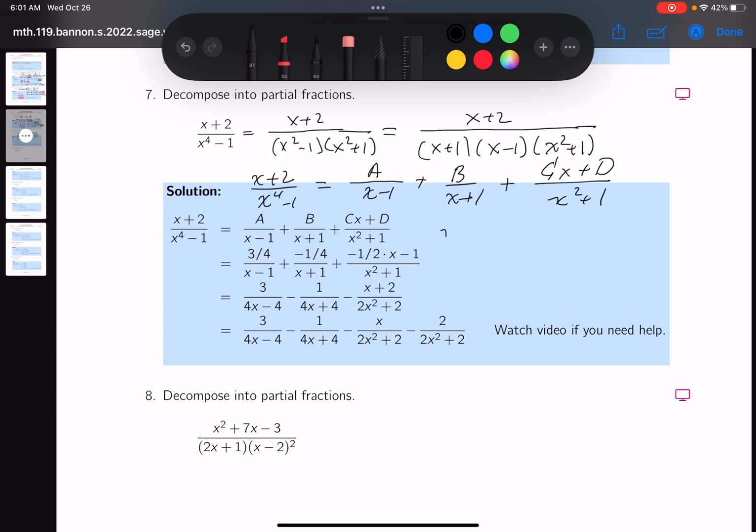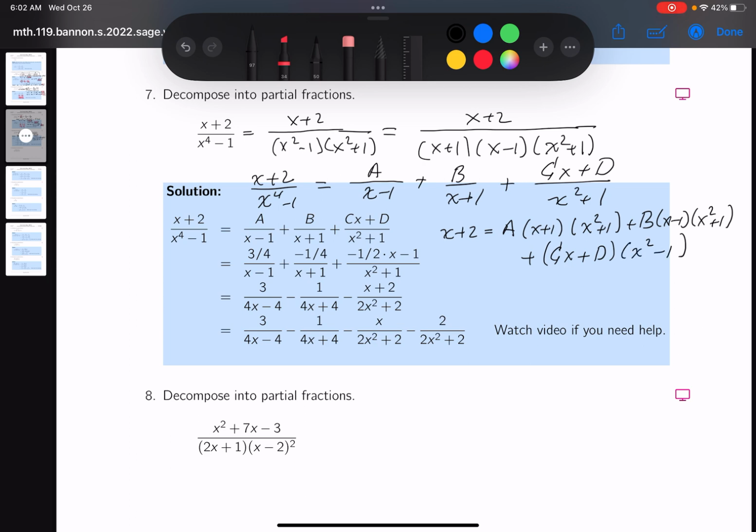And when you do that, you get x plus 2 equals A times x plus 1 times the irreducible quadratic, x squared plus 1. You're going to get B, and the B is going to give you x minus 1 times x squared plus 1. This is more complicated, no doubt about it, plus Cx plus D times x squared minus 1.